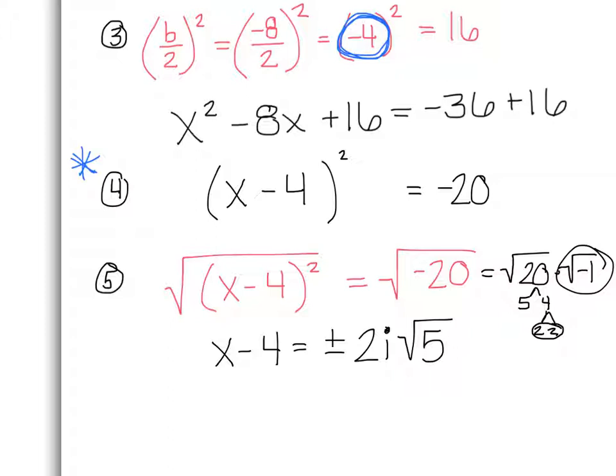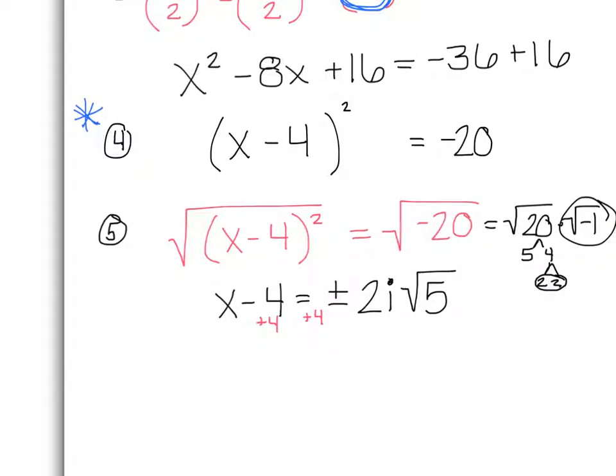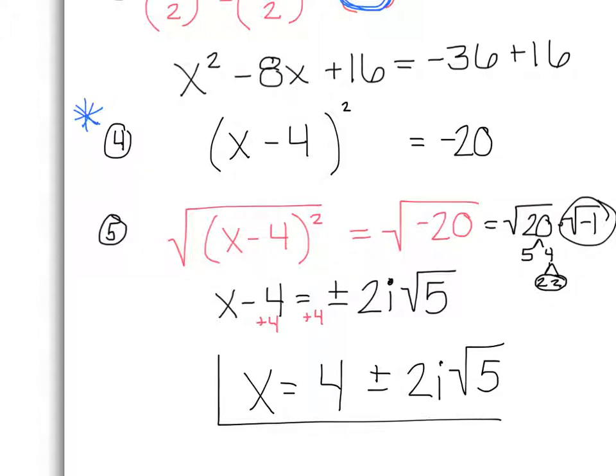We are so close to having x by itself. What do we need to do? Move 4 over to the other side. Always put stuff in front of the plus minus. Leave the plus minus at the back. So we will have x equals 4 plus or minus 2i square root of 5. Those are not like terms. We cannot add them. So that's your answer.